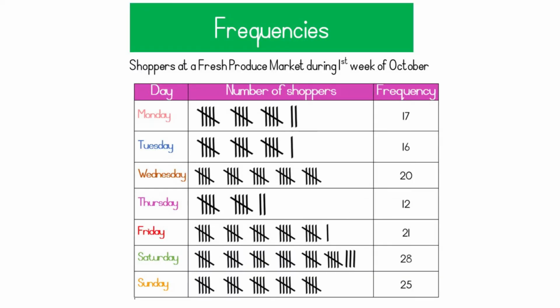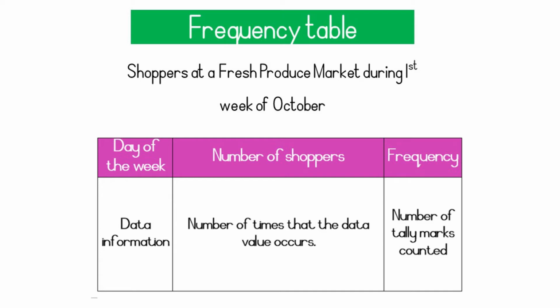Tell your learners that the data can also be plotted on a frequency table which includes the tallies. The given example is a frequency table showing the number of shoppers that visited a fresh produce market during the first week of October. Mention to learners that the frequency table allows us to look at the entire data values in a more ordered and easy manner. In the example, we see how many shoppers visited the market.